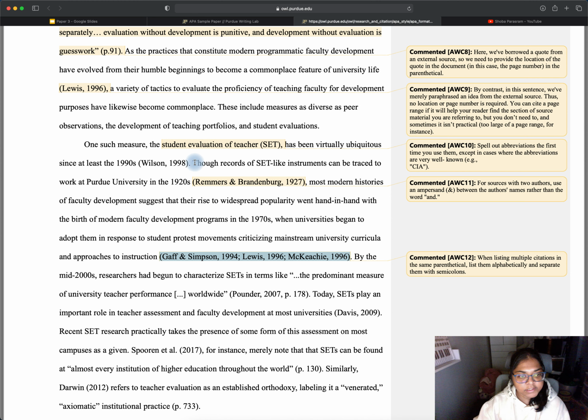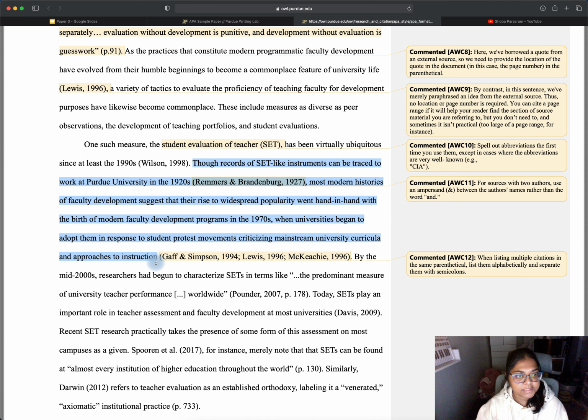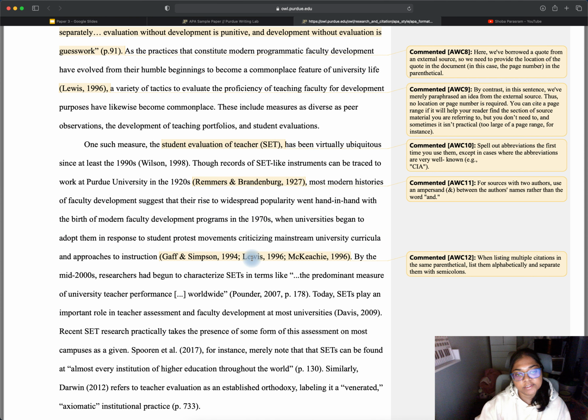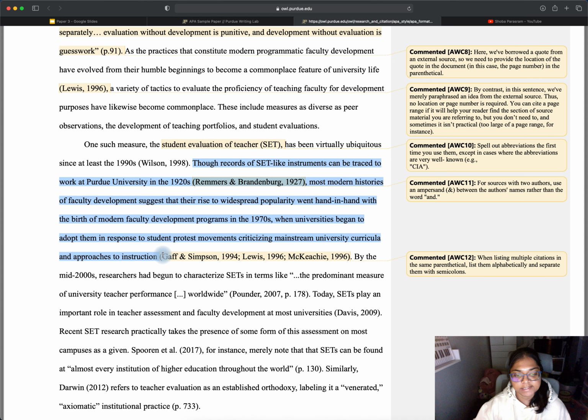So this here is a pretty long sentence. Yeah, this is all one sentence. And in this sentence, they are discussing ideas that were mentioned in these three sources. So they're not just saying Gaff and Simpson said this, and then Lewis said this, and then McKeechee said this. They kind of read these sources, understood the content, saw the connections between them, and then they're making those connections in this sentence here.